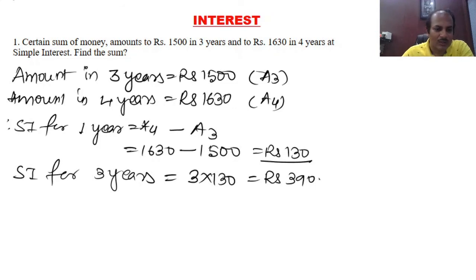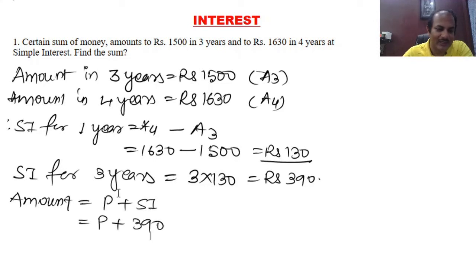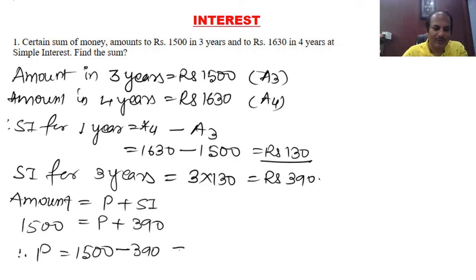Okay. Students, you know what the value of amount is? The formula for amount is nothing but principal plus SI. The principal is what is being asked. So I will write it as P plus SI, that is 390, and the amount given to us is 1500. Therefore, principal is equal to 1500 minus 390. How much will this value be? This value is nothing but rupees 1110.